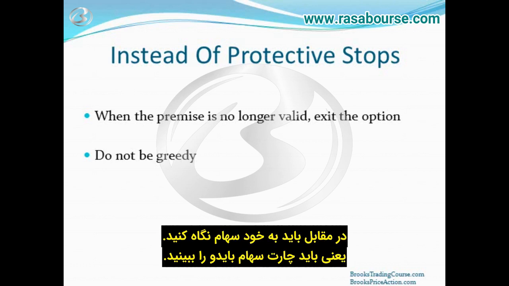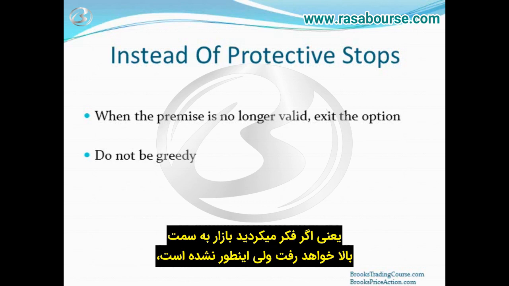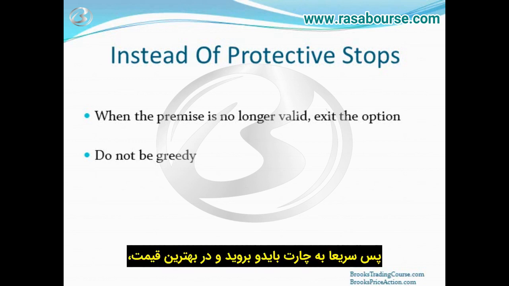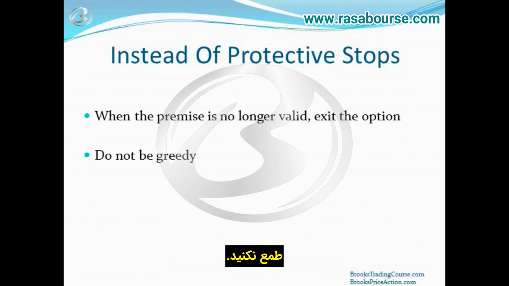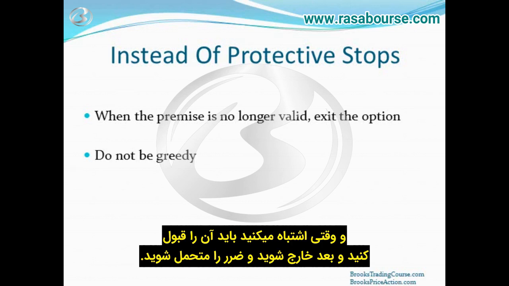What you do instead is you look at the underlying. You look at the chart of Baidu, the stock itself, and if it looks like the premise is no longer valid, if it looks like your premise, your thought that the market was going up, is wrong, you get out. So you quickly go to Baidu and you get out with a limit order at the best price you can, which usually means at the bid. Don't be greedy. You're wrong. Just accept it. You're going to be wrong a lot in trading, and when you're wrong, just accept it. Get out and look for the next trade.